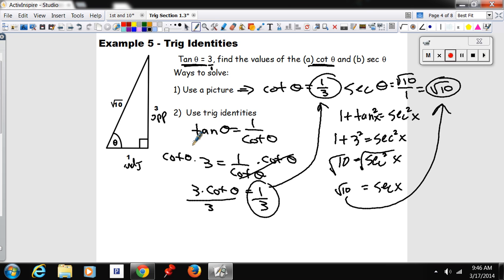How did I get 1/3 over here? Okay, so what I did was I took my adjacent over my opposite, because cotangent is the reciprocal of tangent.